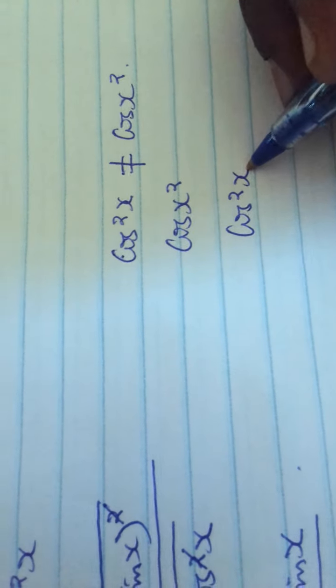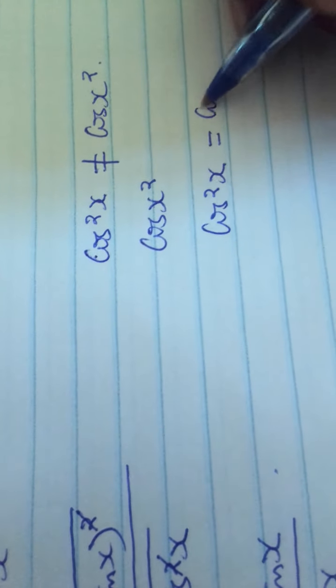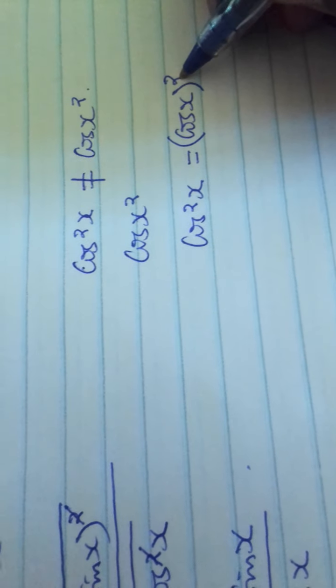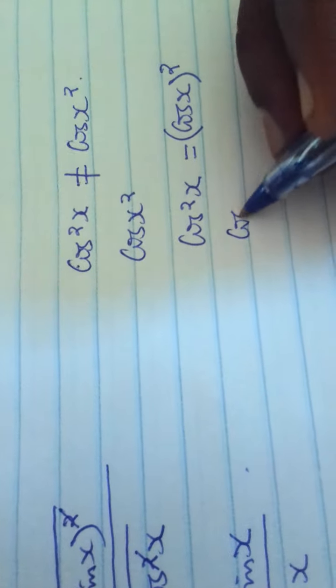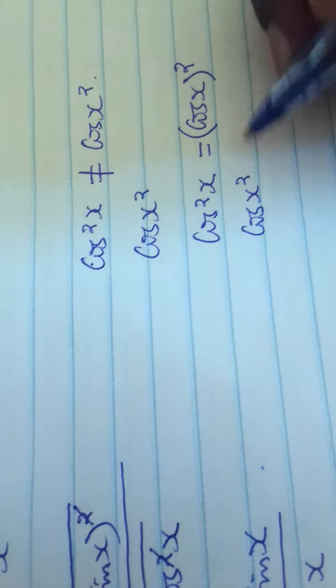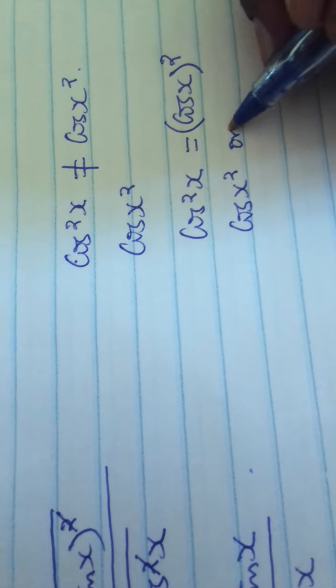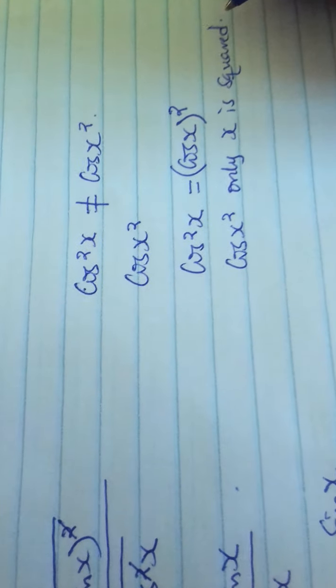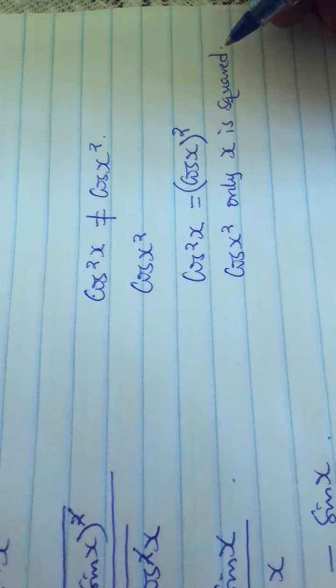So cos squared x is the same as cos of x, but the whole of it squared. But cos of x squared means only x is squared. So only the value of x is squared. So you should take note of that.